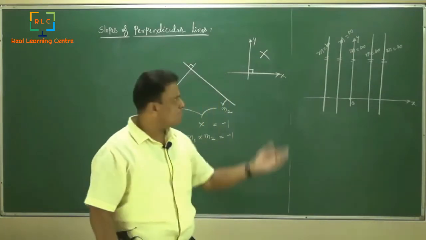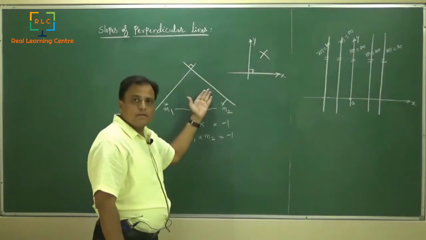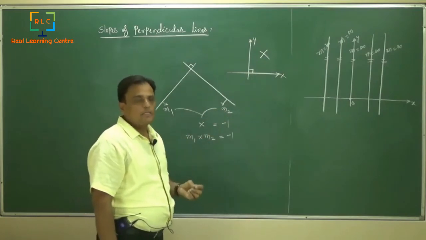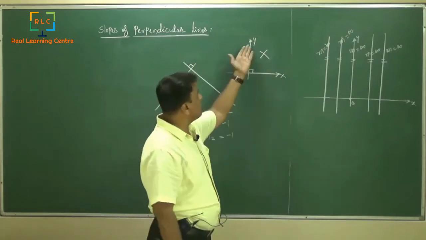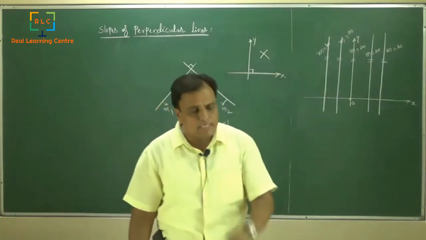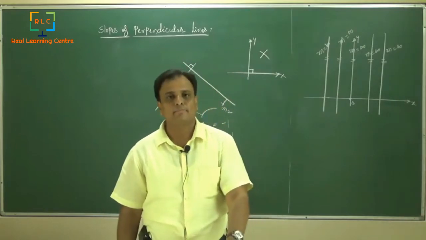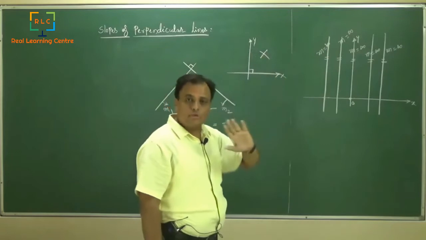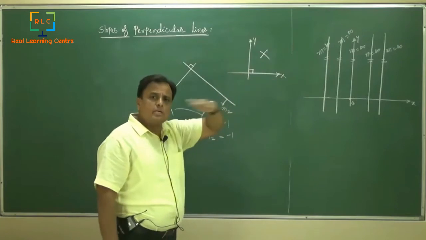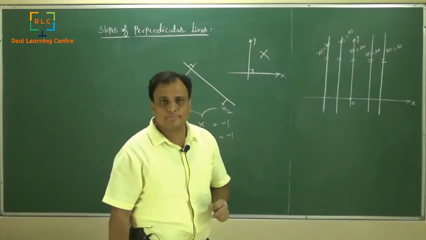Some teachers may ask that the x-axis slope is 0 and the y-axis slope is infinity, so multiply and prove it is -1. No, this is not applicable. Strictly, this is applicable wherever the slopes of the two lines are properly defined. But in this case, the y-axis slope is not defined. Therefore, this condition will not work for the x-axis and y-axis, or any lines which are parallel to the x-axis and parallel to the y-axis, which are perpendicular to each other.